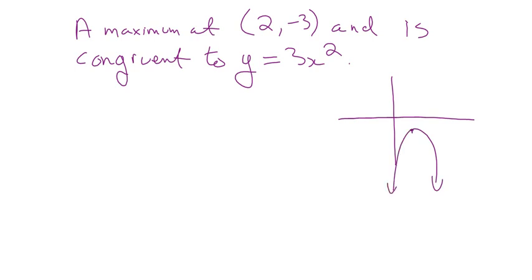And it opens down, and it's congruent to y equals 3x squared. The vertex is 2, -3. So we should just be able to write the equation in one fell swoop. Why don't you do that? Write the equation. Don't say anything out loud. Just write the equation that you think this is.